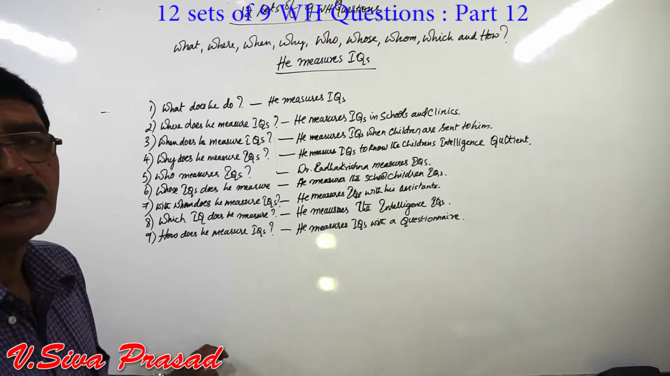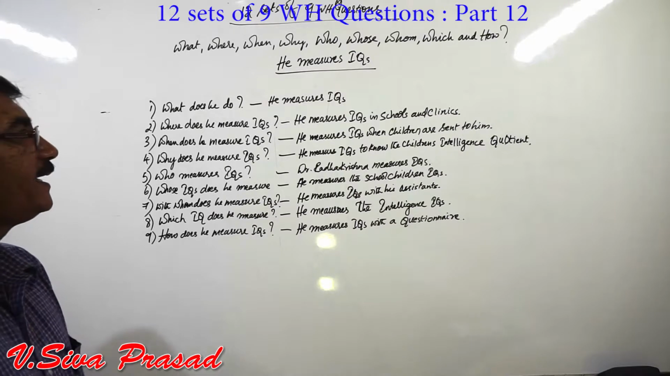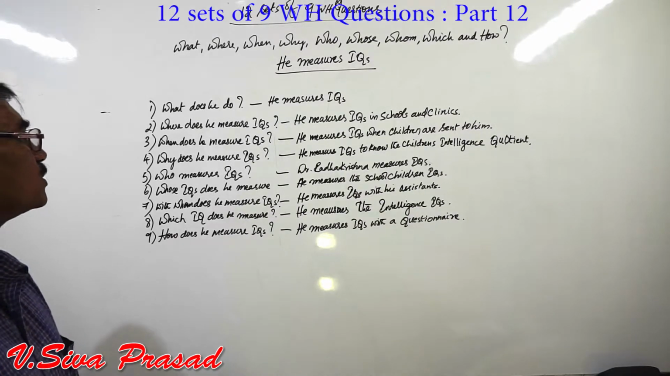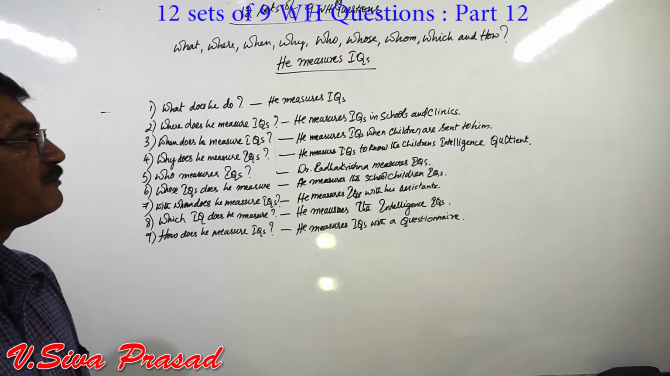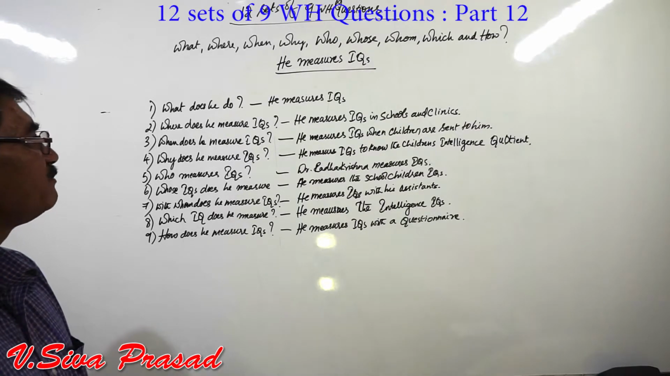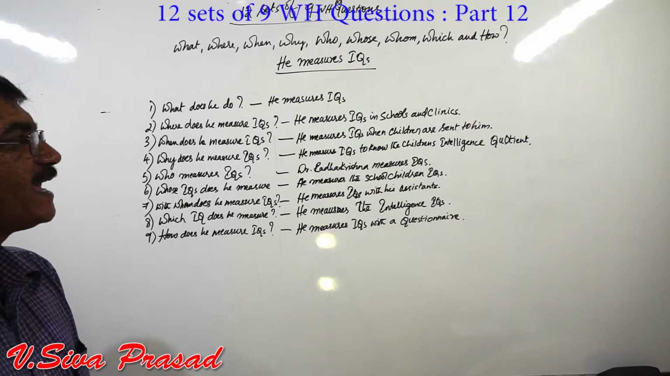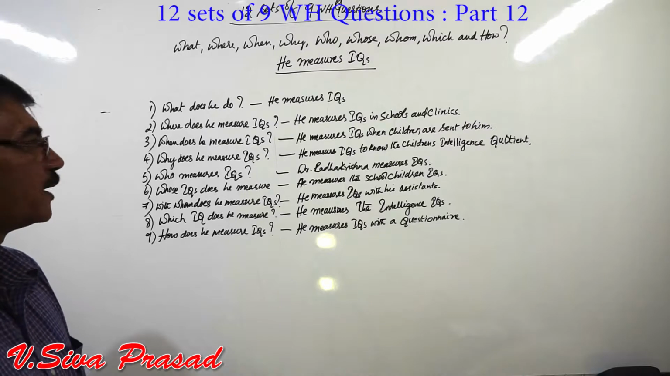Now we are coming to the 10th one. What has he been doing? He has been measuring IQs. Where has he been measuring IQs? He has been measuring IQs in schools and clinics. When has he been measuring IQs? He has been measuring IQs when children are being sent to him.